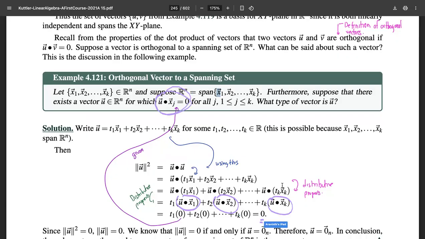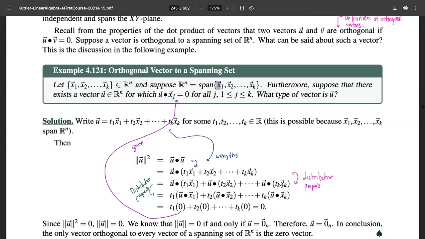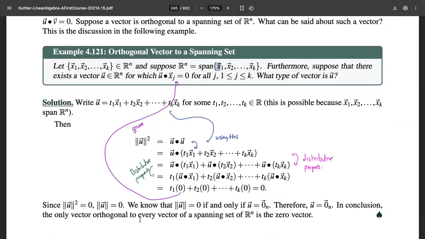So what does it tell you? That the length of the vector is 0. The length squared is 0, and because the length squared is 0, the length is 0, and we know that the length is 0 if and only if we got the 0 vector. And we learned this from the length of a vector subsection, right? That's the previous video. So in conclusion, the only vector orthogonal to every vector in Rn is the 0 vector. That's the important conclusion of this example.